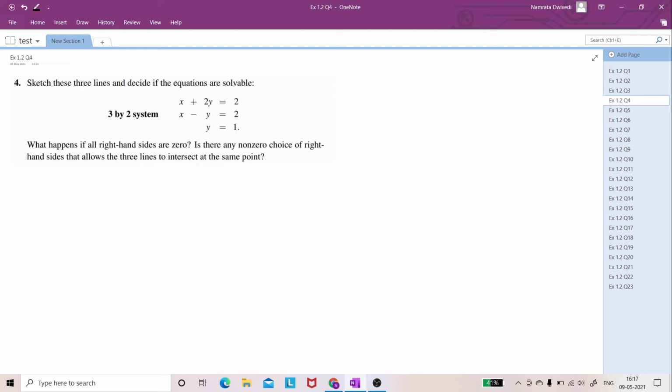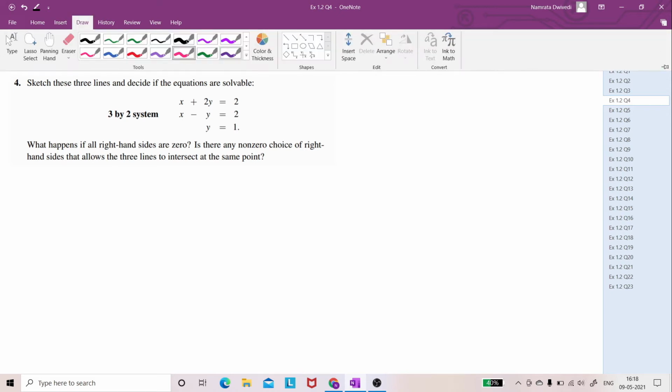So what does question number 4 say? Sketch these 3 lines and decide if the equations are solvable. It's a 3 by 2 system. What happens if all the right hand sides are 0, and is there any non-zero choice of right hand side that allows the 3 lines to intersect at the same point? Okay, fine.